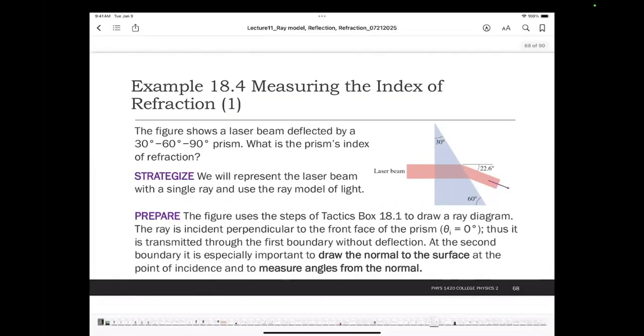Use the steps of Text Box 8.1 to draw a ray diagram. The ray is incident perpendicular to the front face of the prism, so theta i equals 0. Thus it is transmitted through the first boundary without deflection. At the second boundary, it is especially important to draw the normal to the surface at the point of incidence and to measure angles from the normal. This is the steps we need to follow.